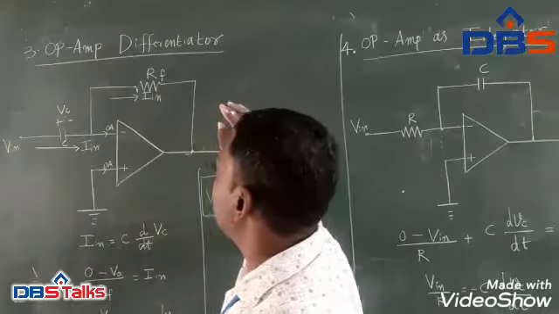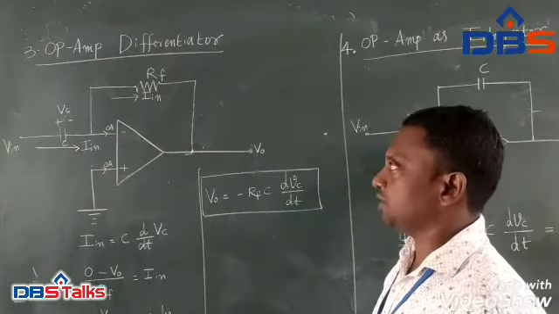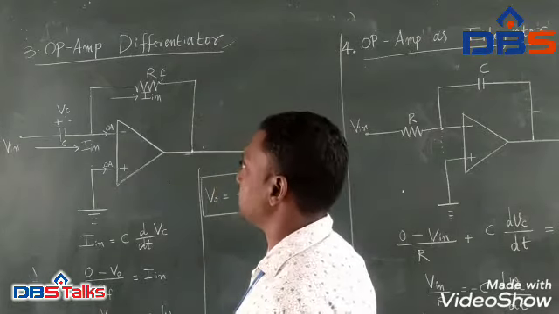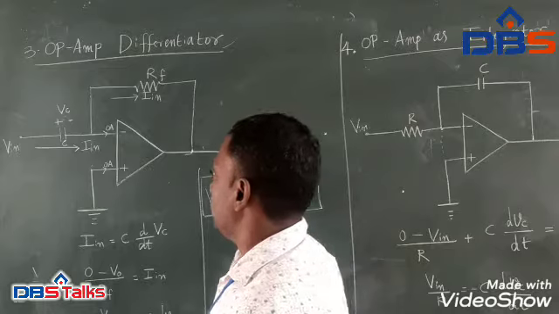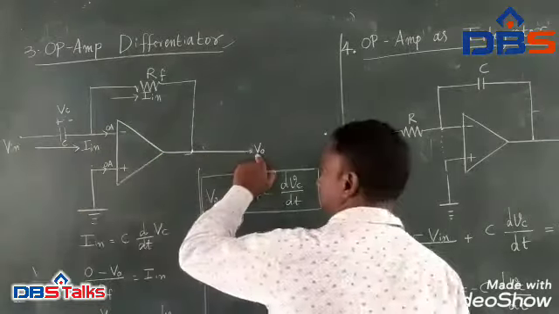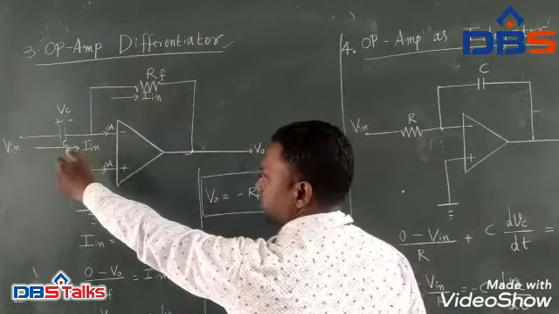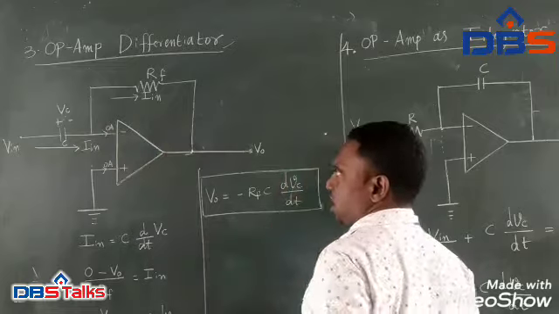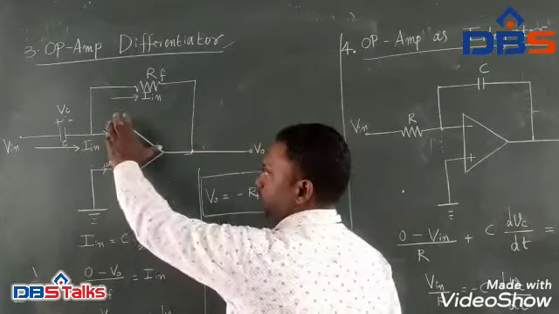Now we will see the third application of operational amplifier, that is a differentiator circuit. Op-amp as a differentiator. Differentiator means the output voltage V0 must be a differentiated version of the input signal. The differentiated input voltage signal you have to get at the output. The circuit is this one.